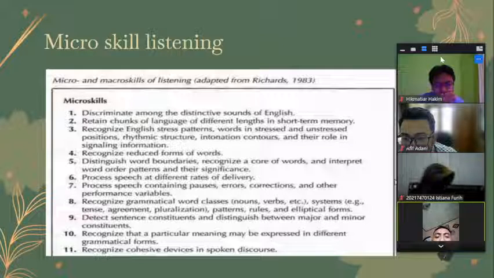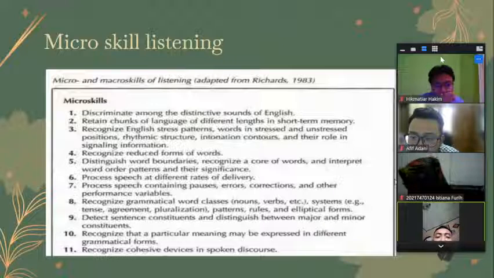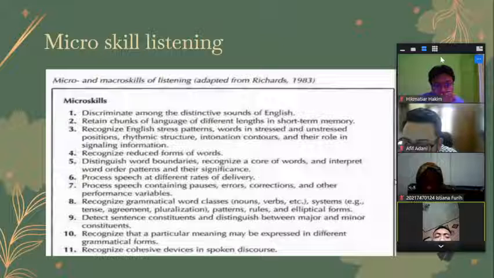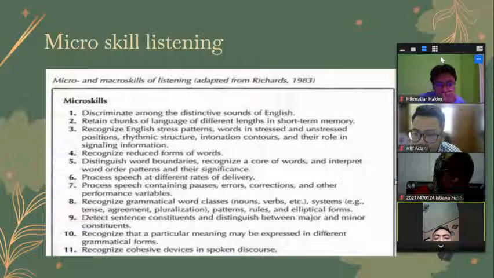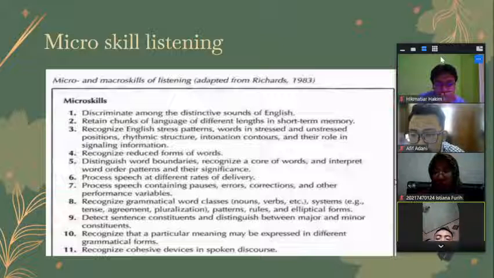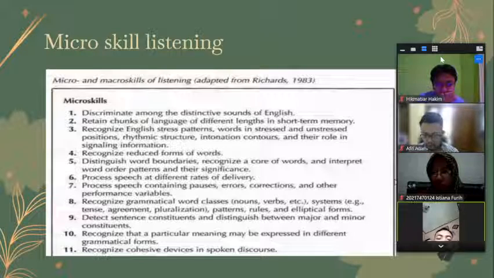The sixth, process speech at different rates of delivery. The seventh, process speech containing pauses, errors, corrections, and other performance variables. Eighth, recognize grammatical word classes, such as nouns, verbs, etc., systems like tense, agreement, pluralization, patterns, rules, and elliptical forms. The ninth, detect sentence constituents and distinguish between major and minor constituents. Number 10, recognize that a particular meaning may be expressed in different grammatical forms. And 11th, recognize cohesive devices in spoken discourse.